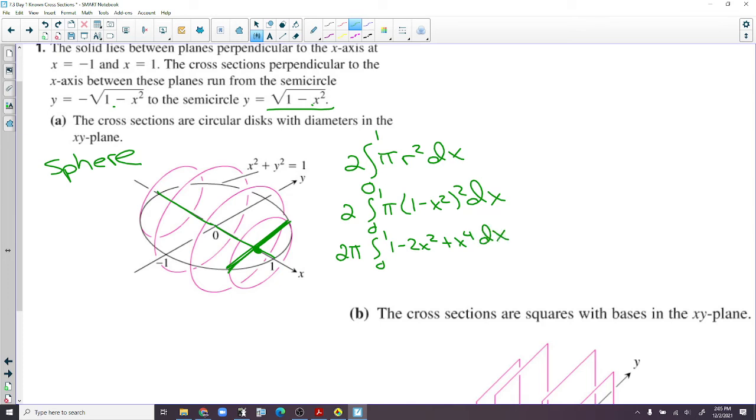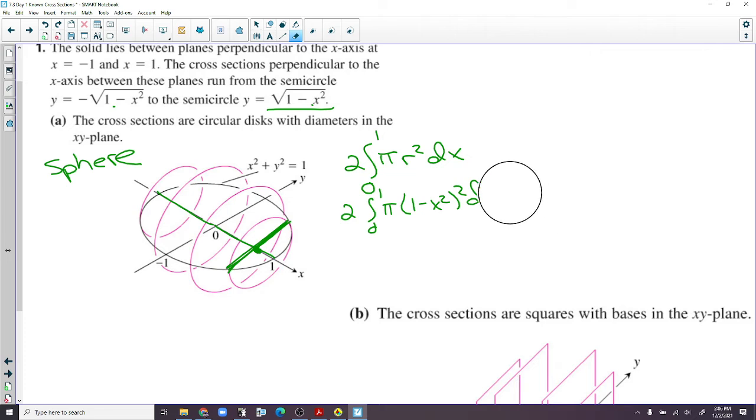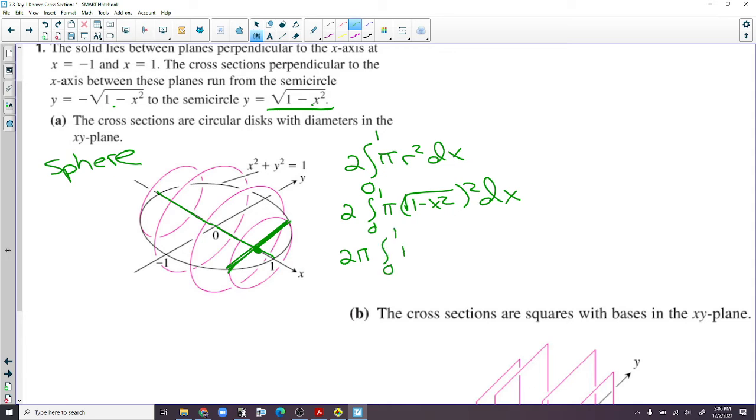Oh, wait. Nope, I made a mistake. The square should be gone, right? It's my square, the square root. Square root of 1 minus x squared. My apologies. There, that's what it should be. 2 pi, 0 to 1 of 1 minus x squared dx. There we go. I knew that wasn't going to end up right.